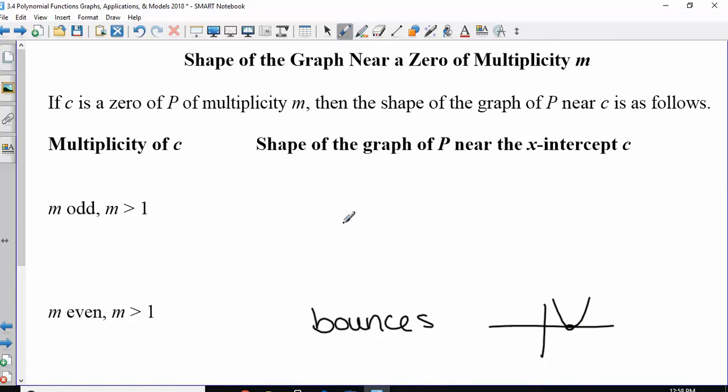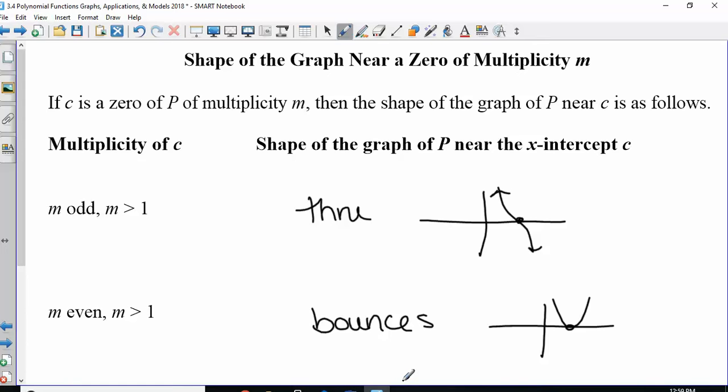If it's odd, think about when we had x cubed, x to the 5th, or x to the 7th. It just went through that 0. So if it's an odd multiplicity, the graph will just go through that point. So that means we really know everything we need to draw a graph of that polynomial.